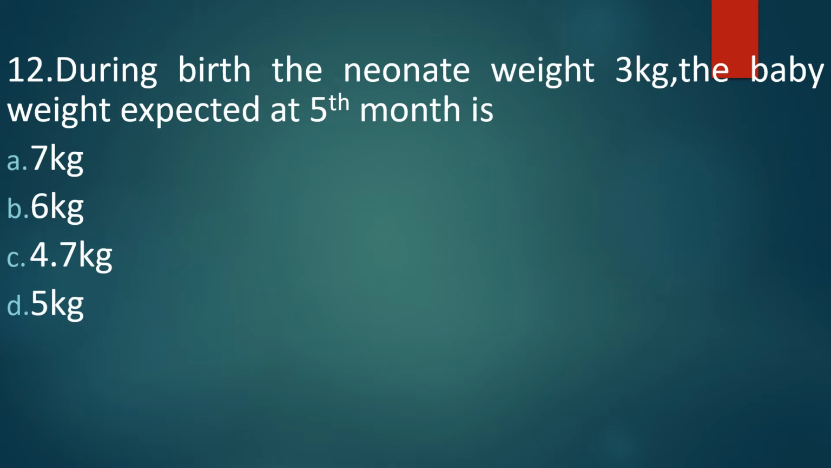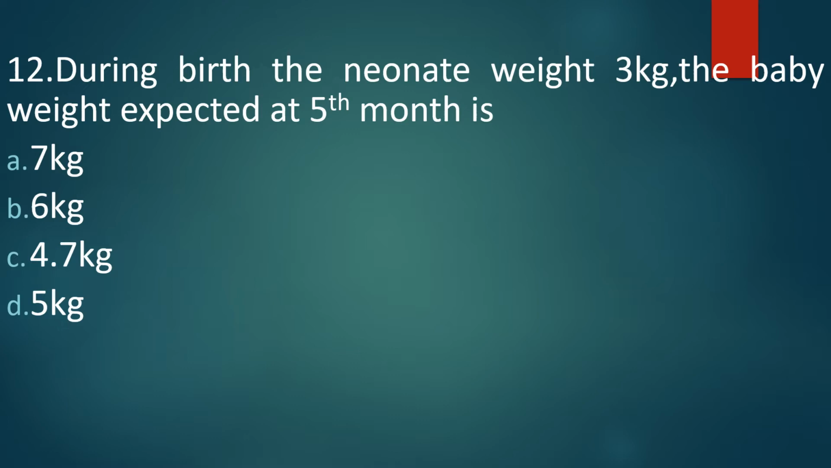During birth, the neonate weight is 3 kg. The baby weight expected at 5th month is what? Can you guess the answer? Okay, I'll tell you. Option A is 7 kg. Option B is 6 kg. Option C is 4.7 kg. And option D is 5 kg.